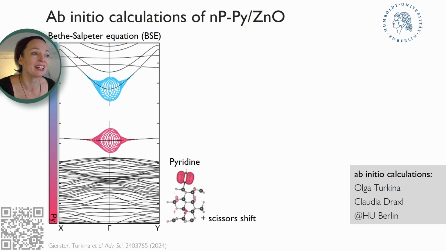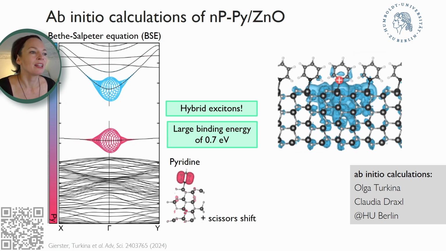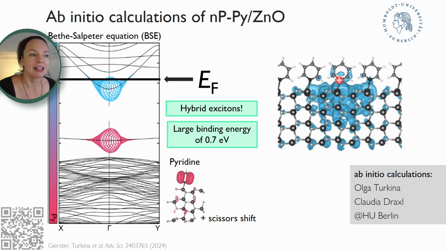So they do find hybrid excitons that are quite localized and in addition exhibit a huge binding energy of 0.7 electron volts. This is in very good agreement with the binding energy that we find in our experiments, and this large binding energy shifts the electrons below the Fermi energy of the system, which means that this state has no decay channels that are empty, because all electronic states, even defect states below the Fermi energy, are occupied in equilibrium.